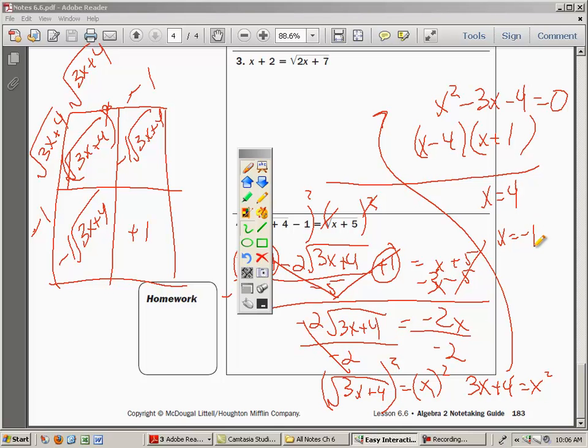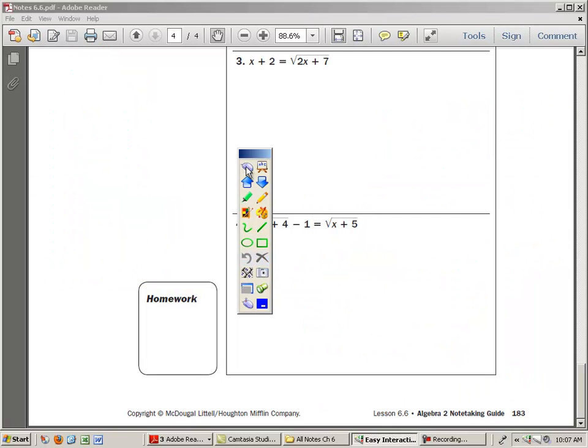Now when I go back and I try those, this one is going to work, this one's going to be okay. And then when you plug in -1, that's going to be an extraneous solution. So we're going to reject the -1 and we're going to keep the 4. All right. Now again, that requires you to plug those values back in, but that's effectively what we do for that lesson. All right. So that's solving radical equations, and that concludes lesson 6.6.